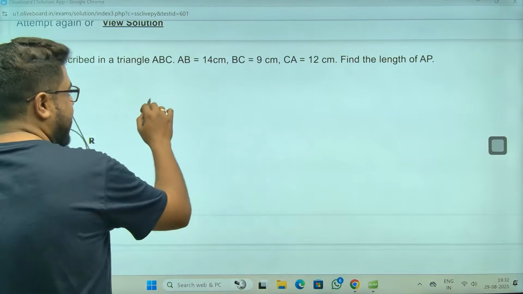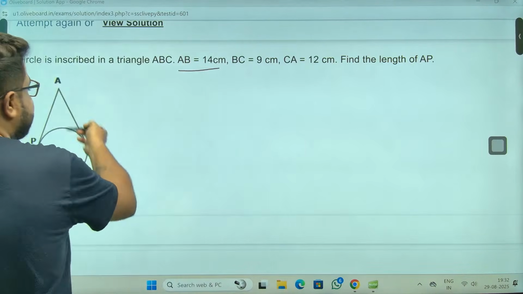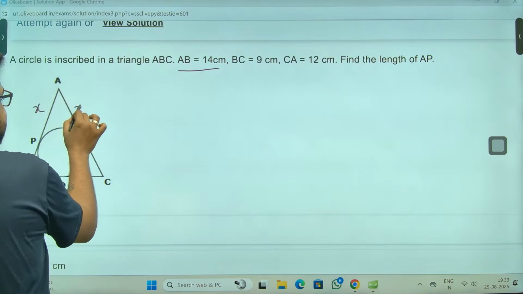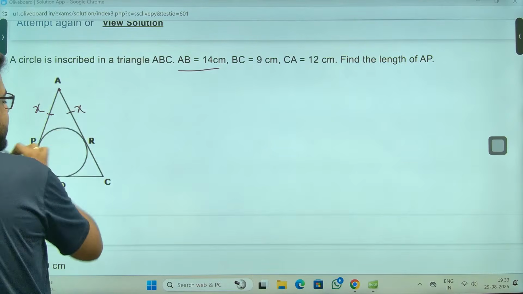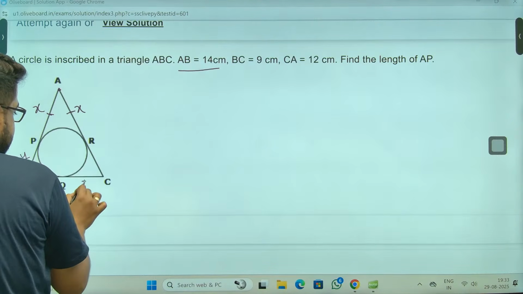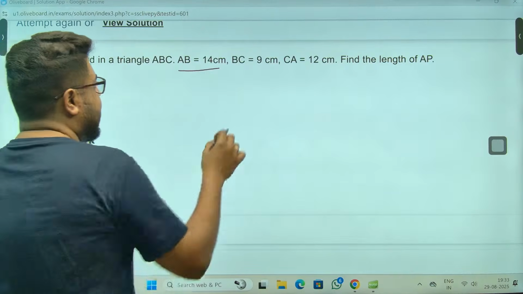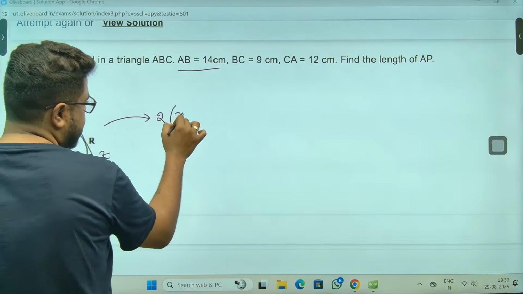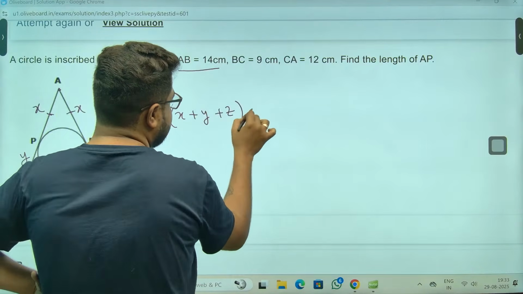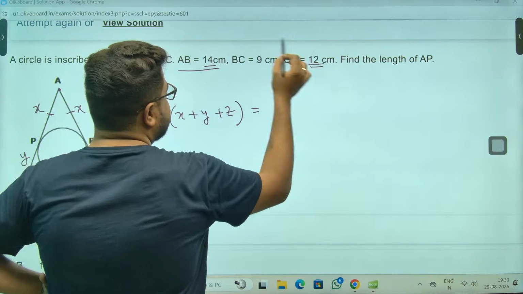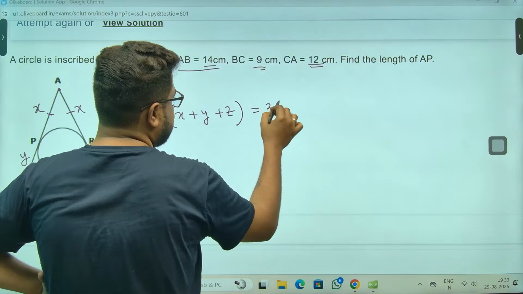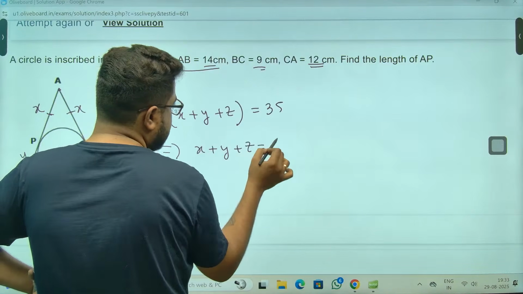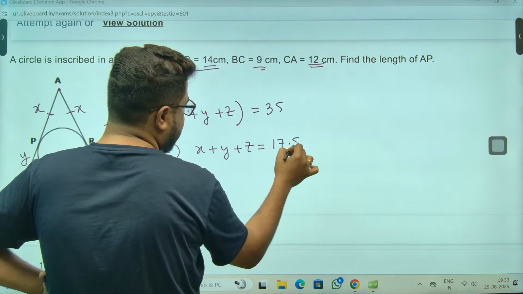Now, ABC, it's a tangent question. AB is given as 14. So if this is x, because both are the same from an external point, this is y, this is y, this is z, this is z. AB is 14. If you add all three, you get 2 times x plus y plus z. Add 14 and 12 and 9, you get 35. X plus y plus z is 35 by 2, meaning 17.5.